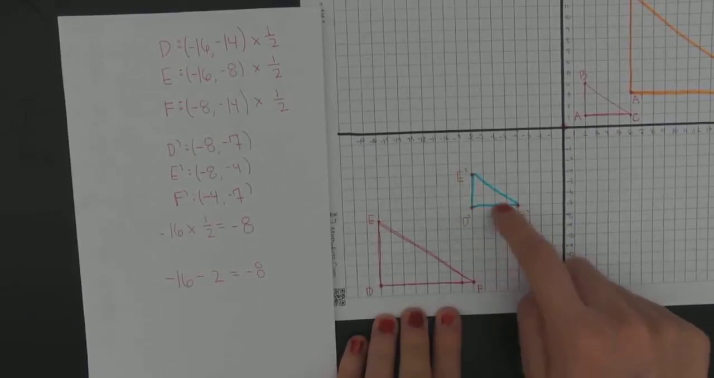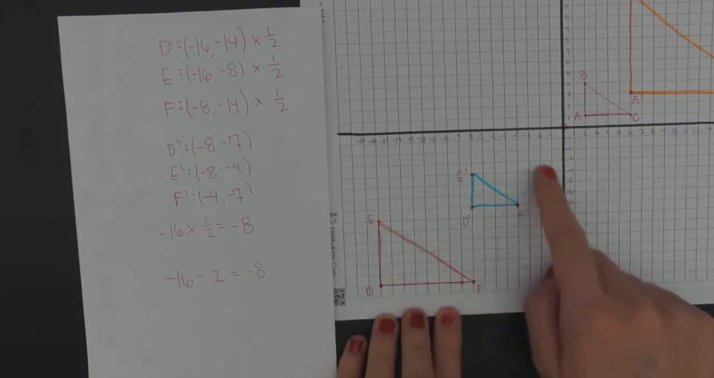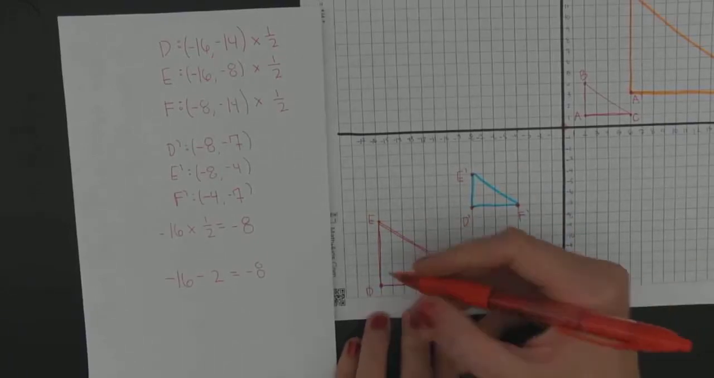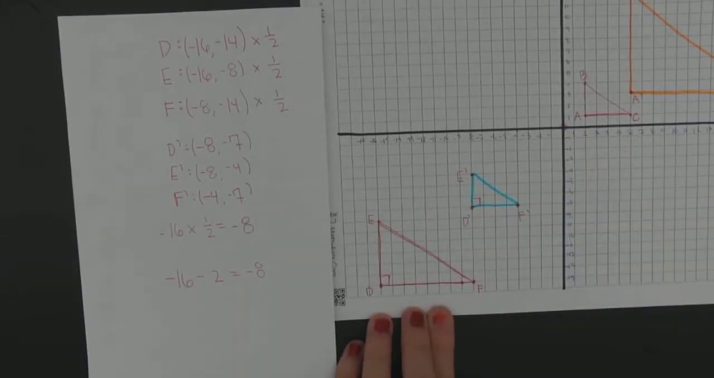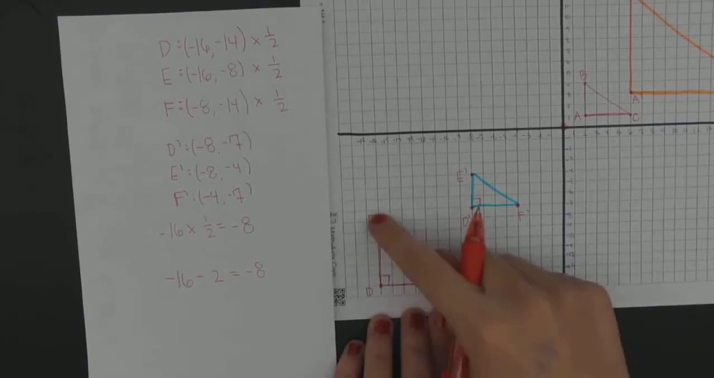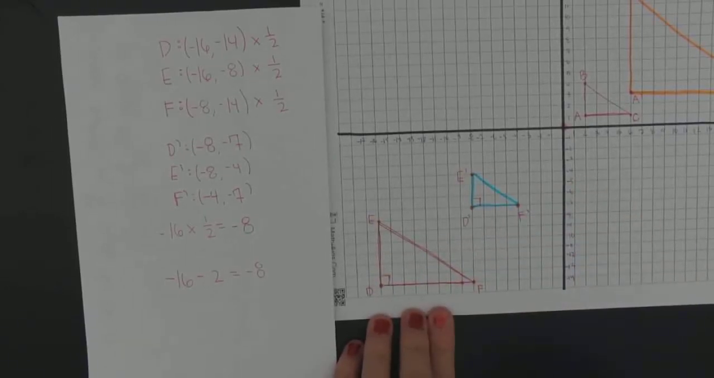It is still a triangle. It is still the exact same shape, right? Same shape meaning my angles are the same. Let's look. Angle D right here is a 90-degree angle. D prime is still a 90-degree angle. Okay, the angles are still the same, and my sides are just proportional. So it's a similar shape in this case. Okay.